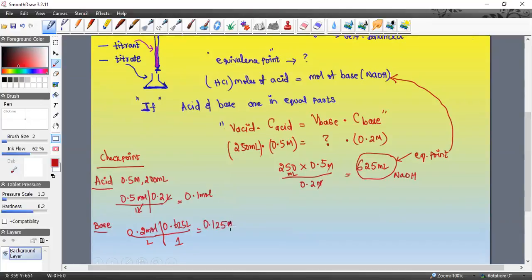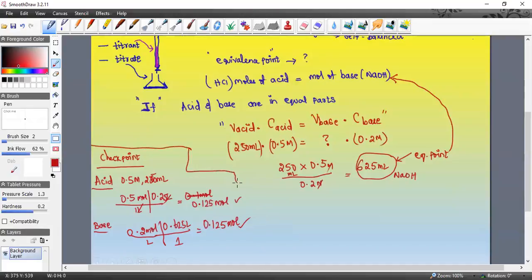moles. Right? Now, if you see, oh, sorry, I made a mistake here. 0.25, right? It's 250 mils. I wonder why I was not getting the same number. So 0.5 times 0.25 is 0.125 moles. See? They're the same.